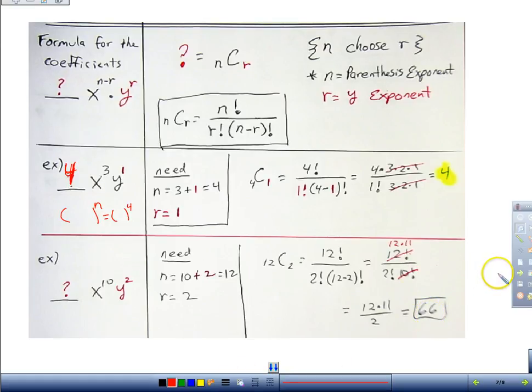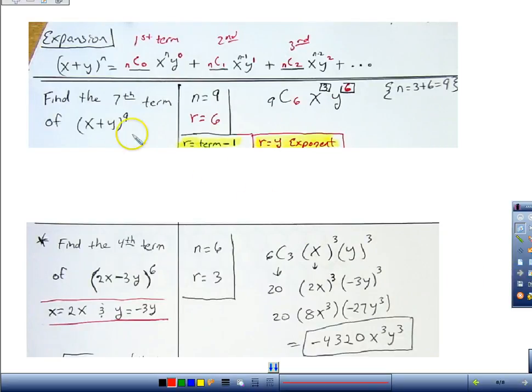Let me move on to another example here. The next example has to do with problems where they ask you to find a particular term in the expansion. For example, right here, they say find the 7th term in the binomial expansion of x plus y to the 9th power. Well, we need to know what n is and what r is.